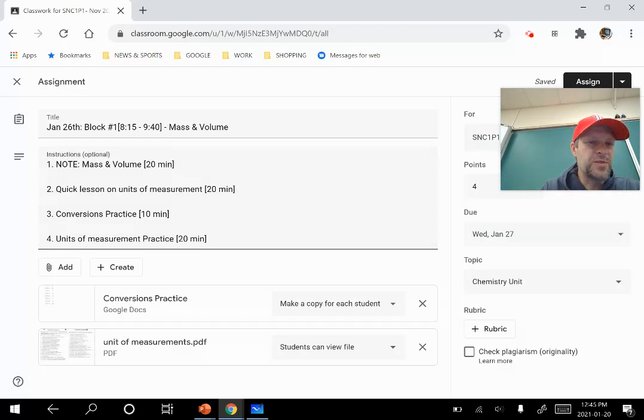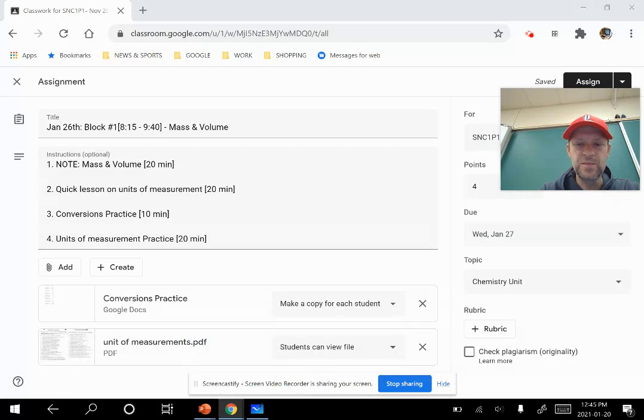We're going to look at units of measurement. I'm going to post a second video for that. So actually, I don't need to talk about any of these assignments yet until I have you guys view the second lesson. So that is going to be it for now. There will be a second lesson posted shortly.